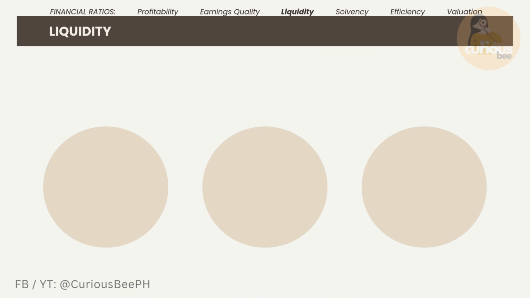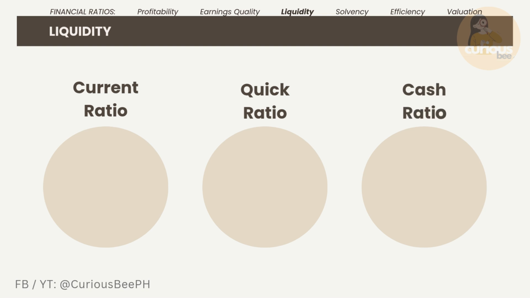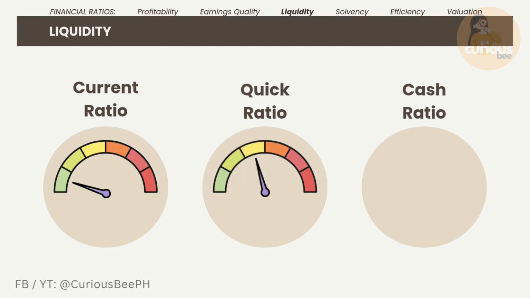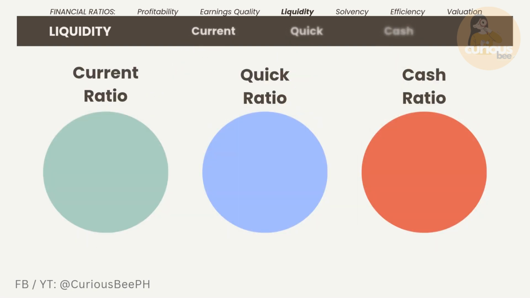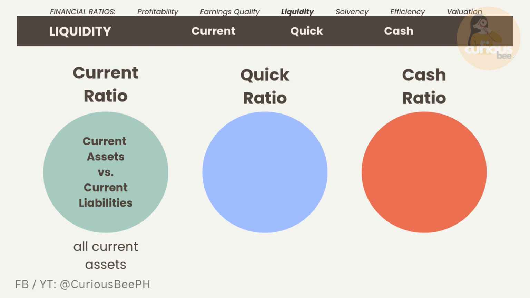The three basic ratios are current ratio, quick ratio, and cash ratio. The difference between these three is the intensity of the liquidity test. Current ratio is the normal test of liquidity. Quick ratio takes the test up a notch, while cash ratio is the strictest test. Here's what that means. In current ratio, we are testing if current assets are enough to pay for current liabilities. This is the most commonly used liquidity test.